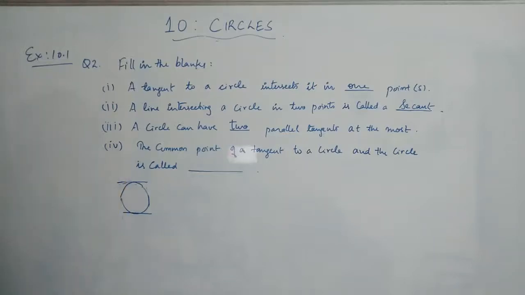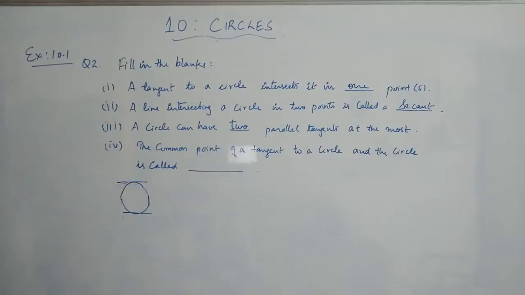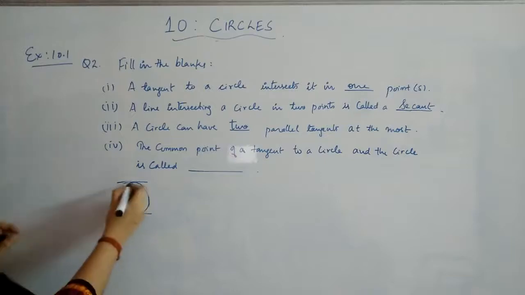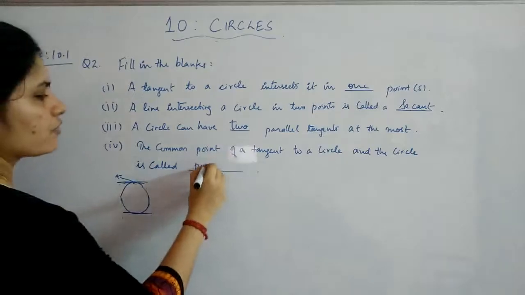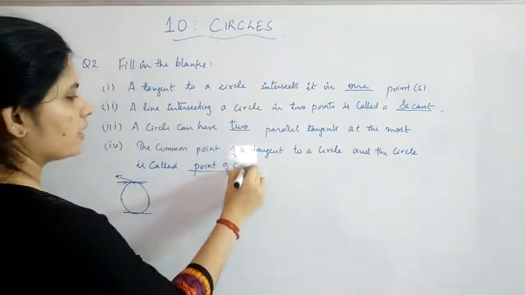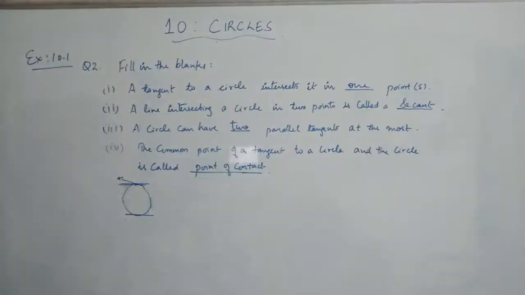Next thing is, the common point of a tangent to a circle and the circle is called dash. What is that common point called? The tangent and the circle meet at a point, and that point is called the point of contact. Okay, that's all for your second question.